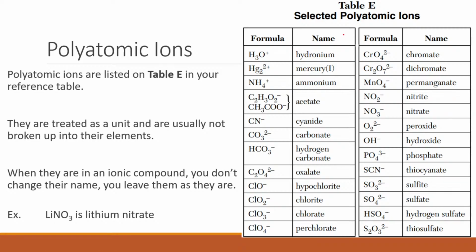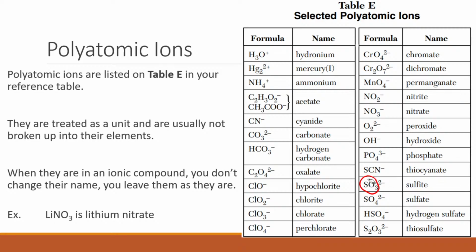Polyatomic ions are listed on reference table E for us in the reference table, and if you look at any polyatomic ion, it is a group of atoms that have come together and bonded and collectively lost or gained electrons. For example, if we look here at sulfite, it's 1 sulfur and 3 oxygen atoms bonded together, and then after they have bonded together, they have gained 2 electrons.